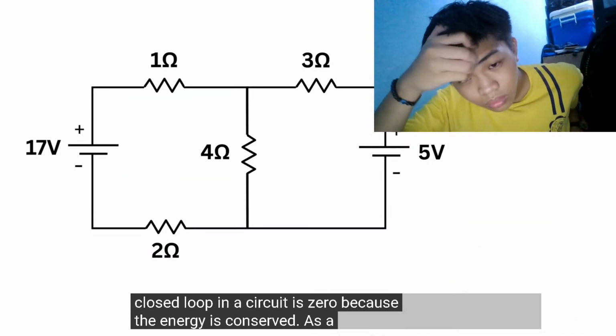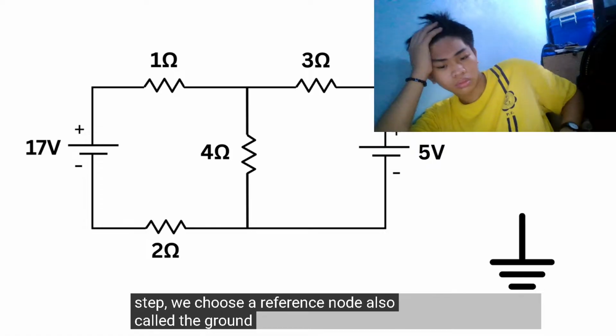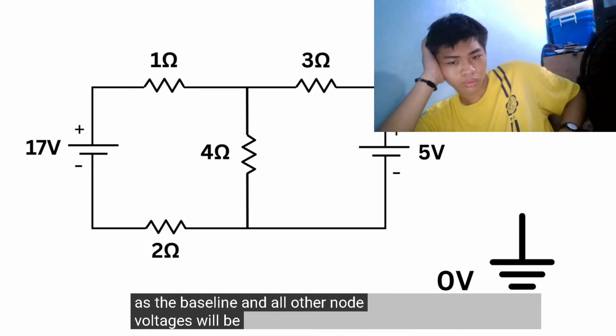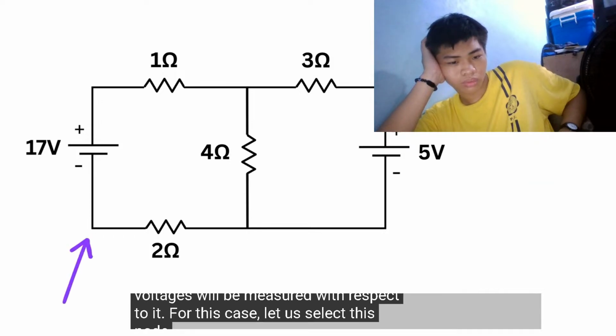As a first step, we choose a reference node, also called the ground, and we assume its voltage to be 0 volt. This node serves as the baseline, and all other node voltages will be measured with respect to it. For this case, let us select this node as 0 volts.